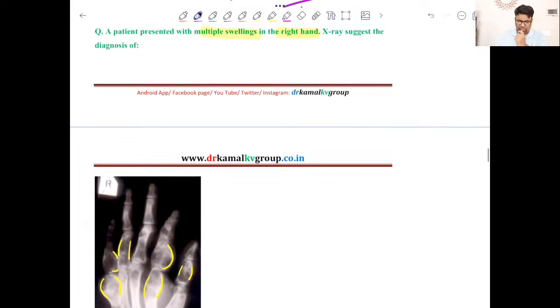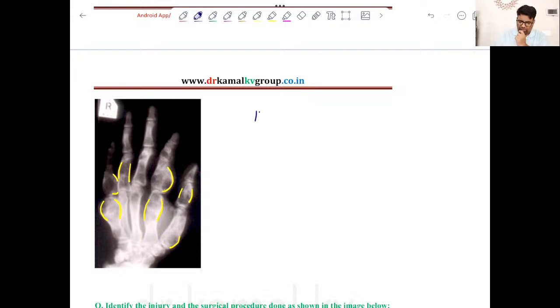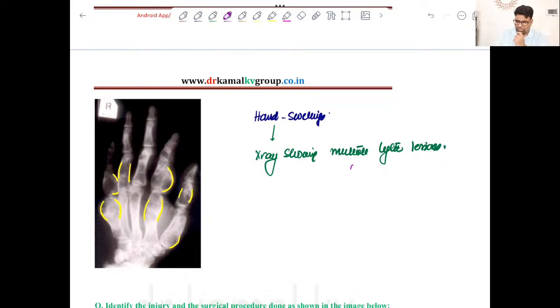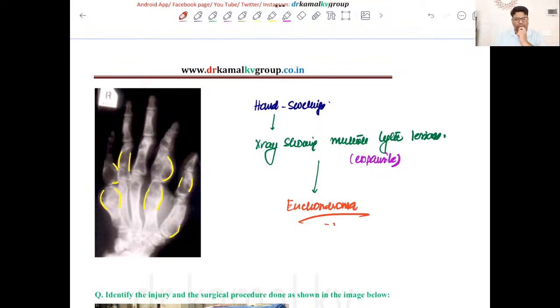See, I tell you one thing. Whenever you have a case with hand swellings, right, in terms of orthopedics, an X-ray showing multiple lytic lesions, and sometimes you can also add the word expansile, straight away you have to jump to the diagnosis of enchondroma, right? So the moment you have any expansile lytic lesions involving the metacarpals or the phalanges, enchondroma, right? It can be at one place or at many places. So this is classical enchondroma. So hand x-rays, expansile lytic swellings, please go for enchondroma, right?